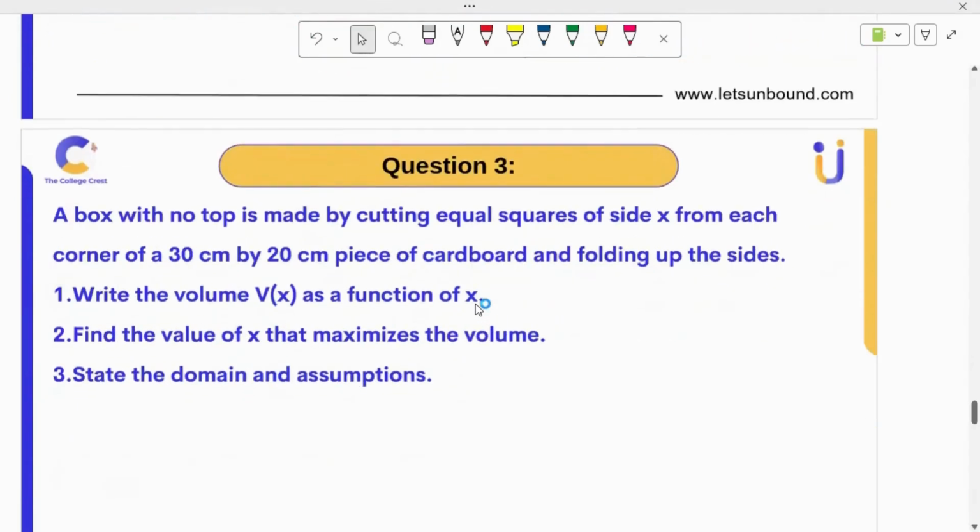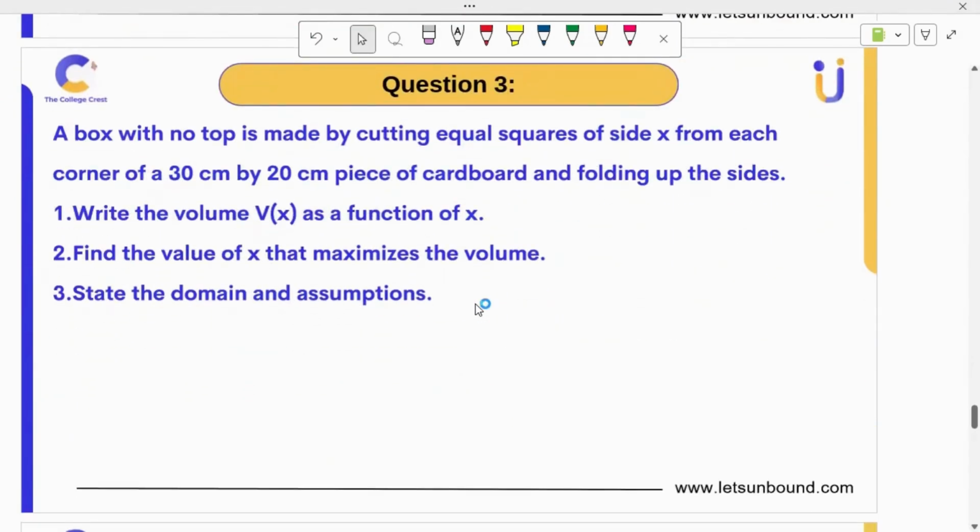Now we are at the last question, question number 3. A box with no top is made by cutting equal squares of side x from each corner of a 30 centimeter by 20 centimeter piece of cardboard and folding up the sides. Write the volume as a function of x. Find the value of x that maximizes the volume. Actually, we can find the interval where the x lies. Not exactly confined, but we can approximate it. State the domain and assumptions.